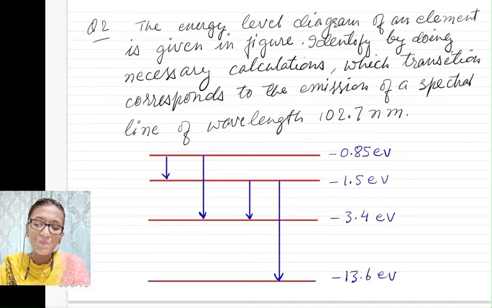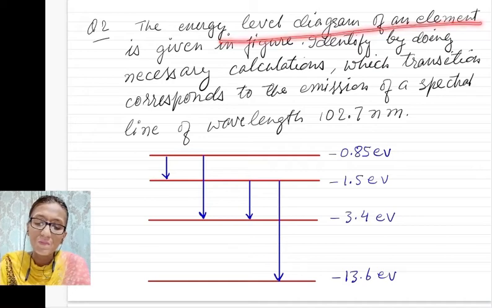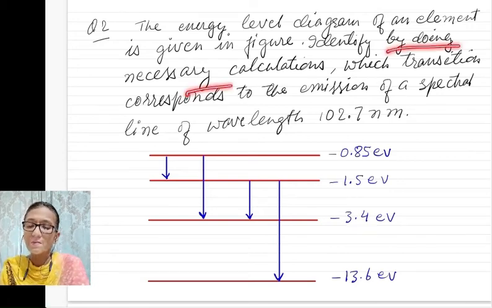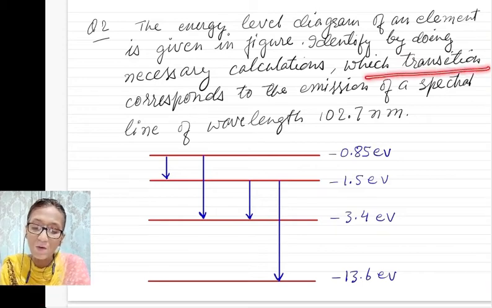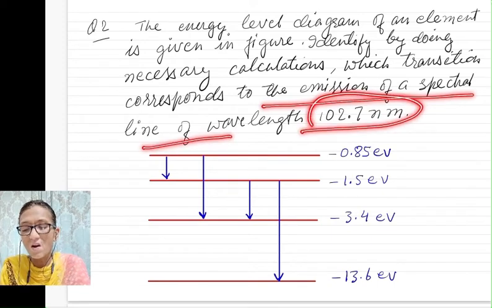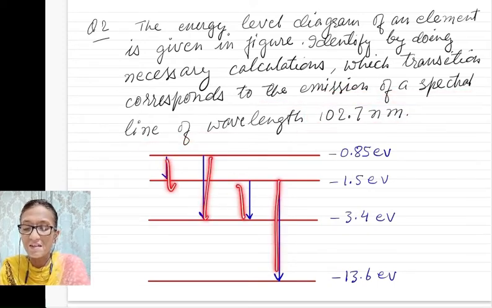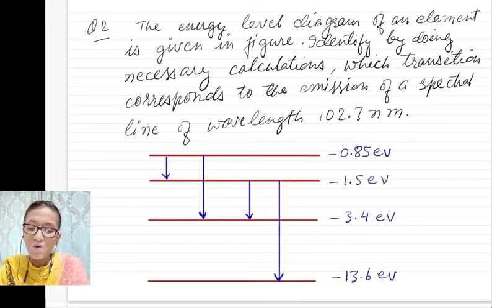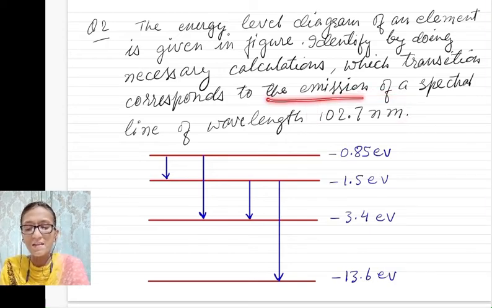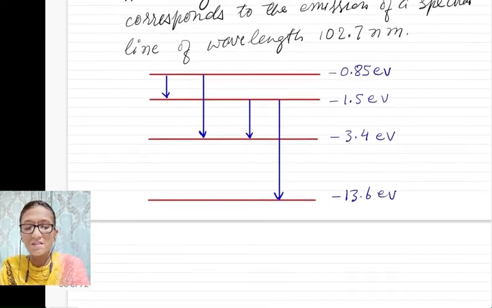Now question number 2. The energy level diagram of an element is given in figure. You have energy level diagram for an element. Identify by doing necessary calculations which transition corresponds to the emission of a spectral line of wavelength. Out of all these transitions, which is corresponding to this wavelength? So we have been given energy, so we need to change this wavelength into energy corresponding to this radiation.